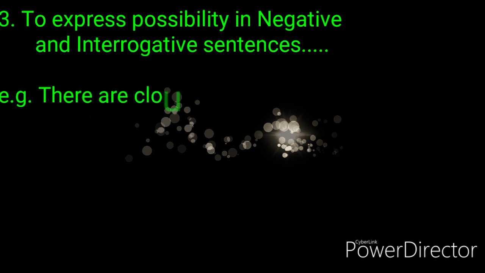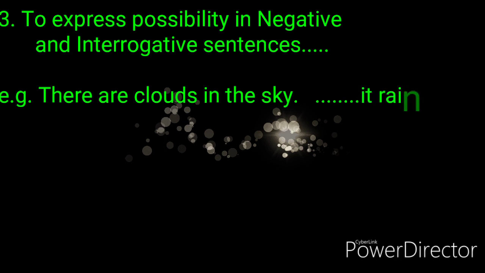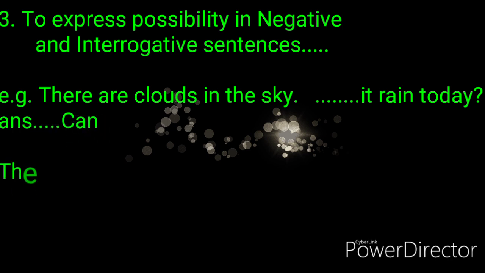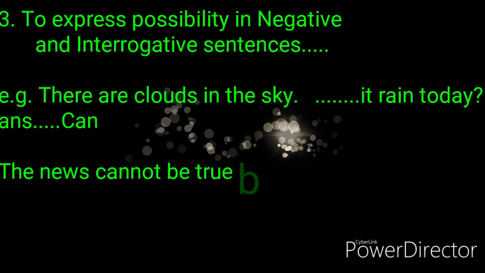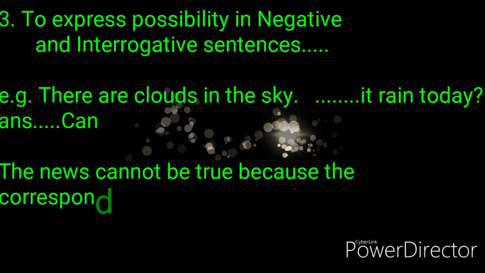In negative and interrogative sentences, we use can to express possibility. For example, there are clouds in the sky. Blank it rained today? The answer would be can, because the second sentence is an interrogative one, and we know very well that to show possibility in negative and interrogative sentences we use can.